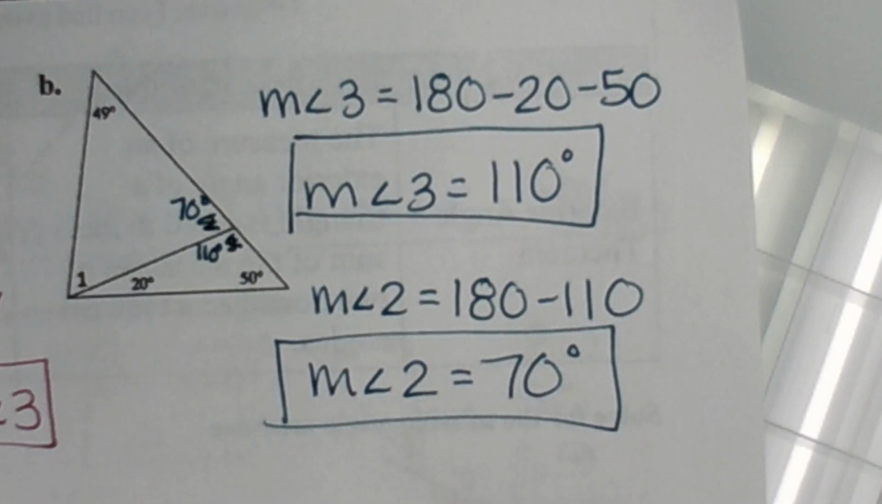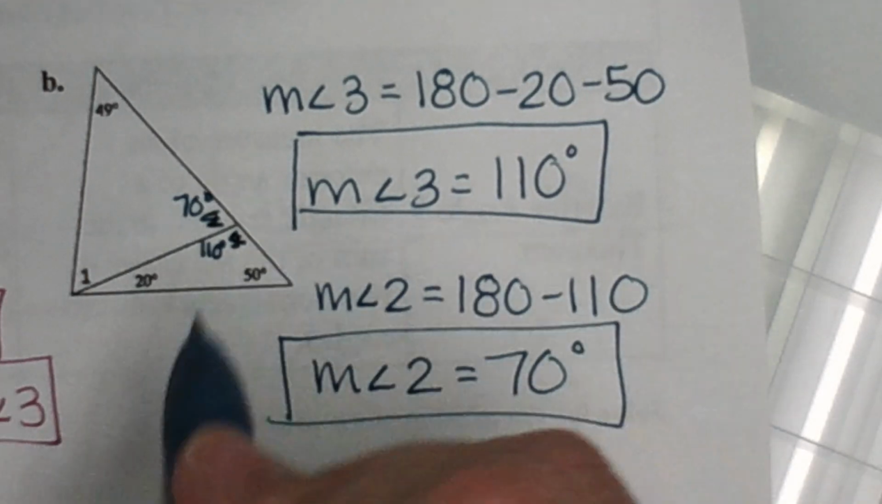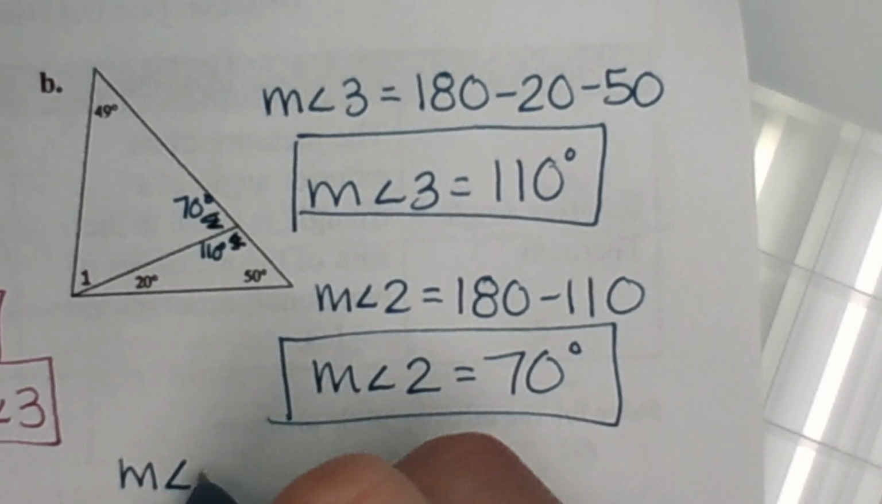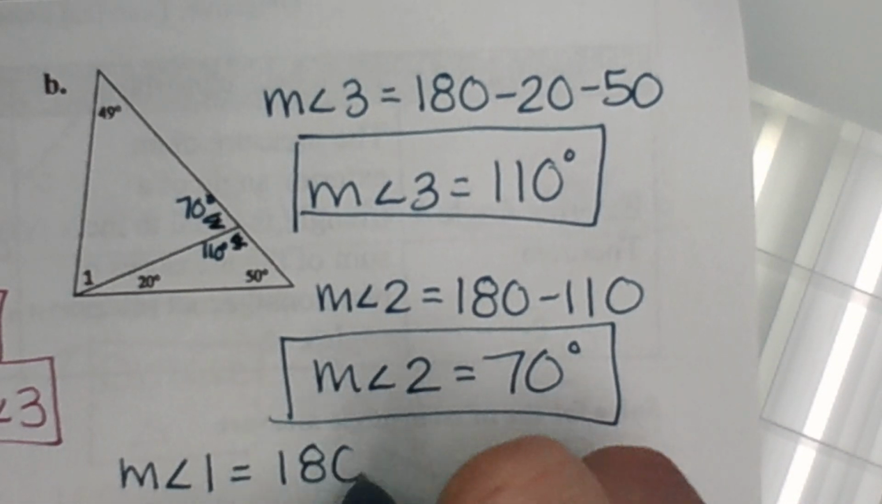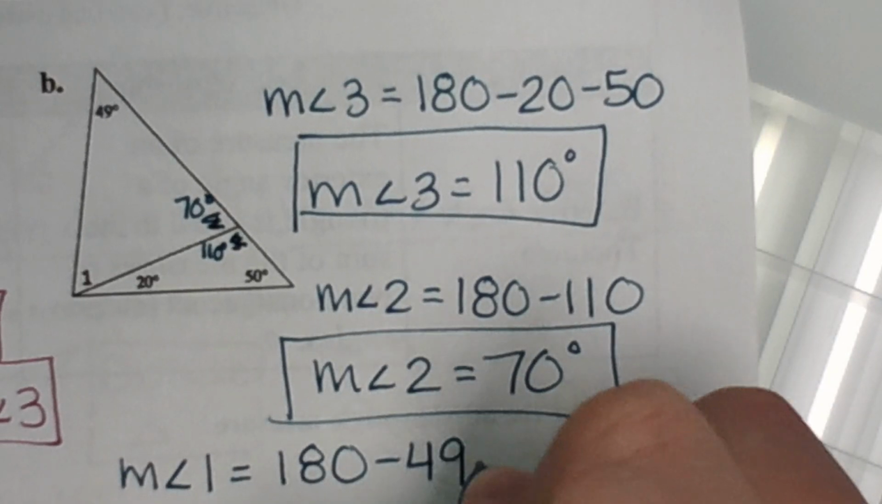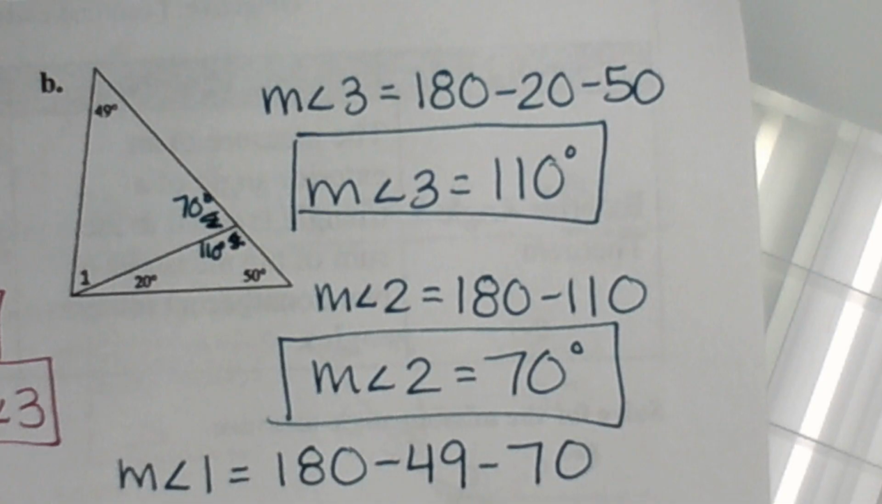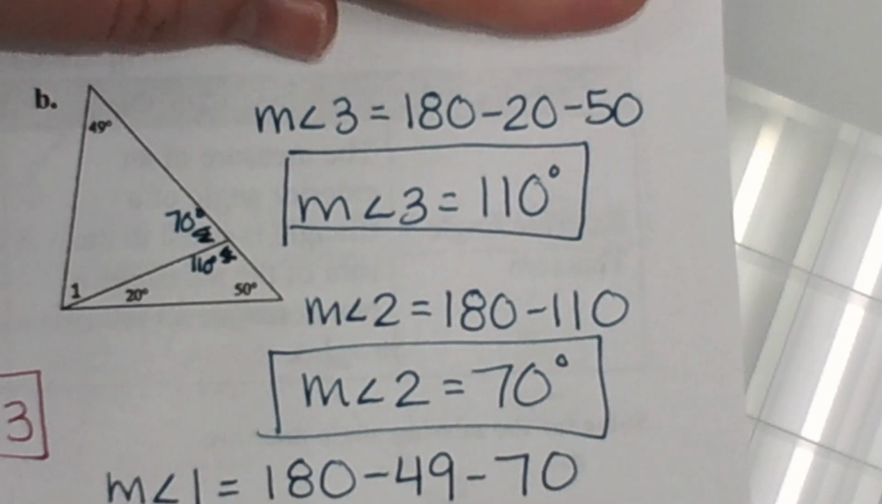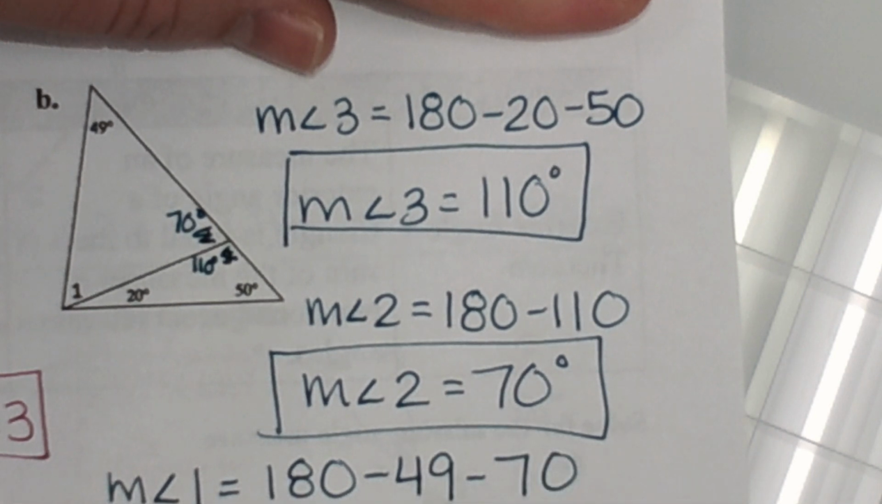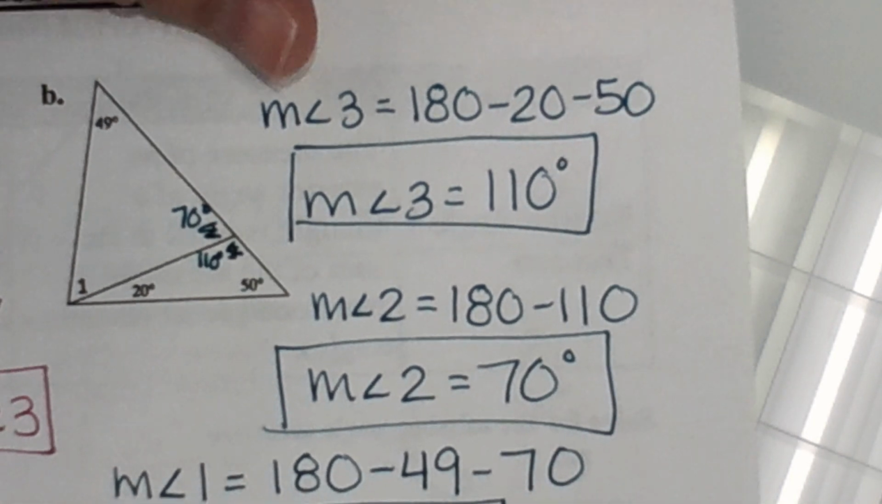Now, angle 1, I know the 2 other angles in the triangle with it. And angles of a triangle still are adding up to 180. So the measure of angle 1 is 180 minus the 2 I know, which is 49 and 70. 61. Yeah, that tracks. My brain said 51. My brain was wrong.